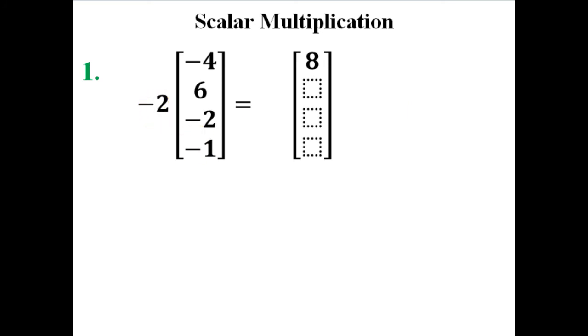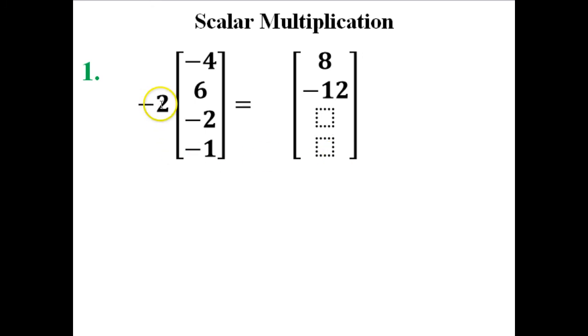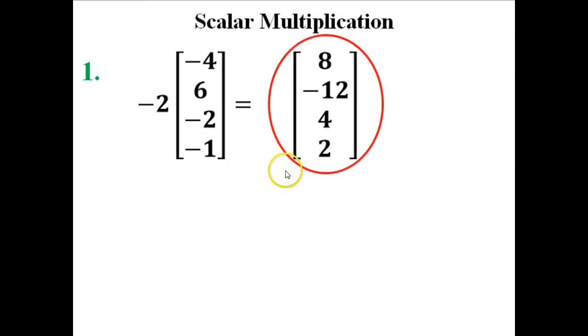Now we go down to the next one on our list, and this is -2 times 6. And this one is second from the top, so my answer is going to be written second from the top. -2 times 6 would give us a -12. Now the second one from the bottom is -2 here, so -2 times -2 would yield us an answer of 4. Okay, and the last one is -2 times -1. -2 times -1 would give us a +2.